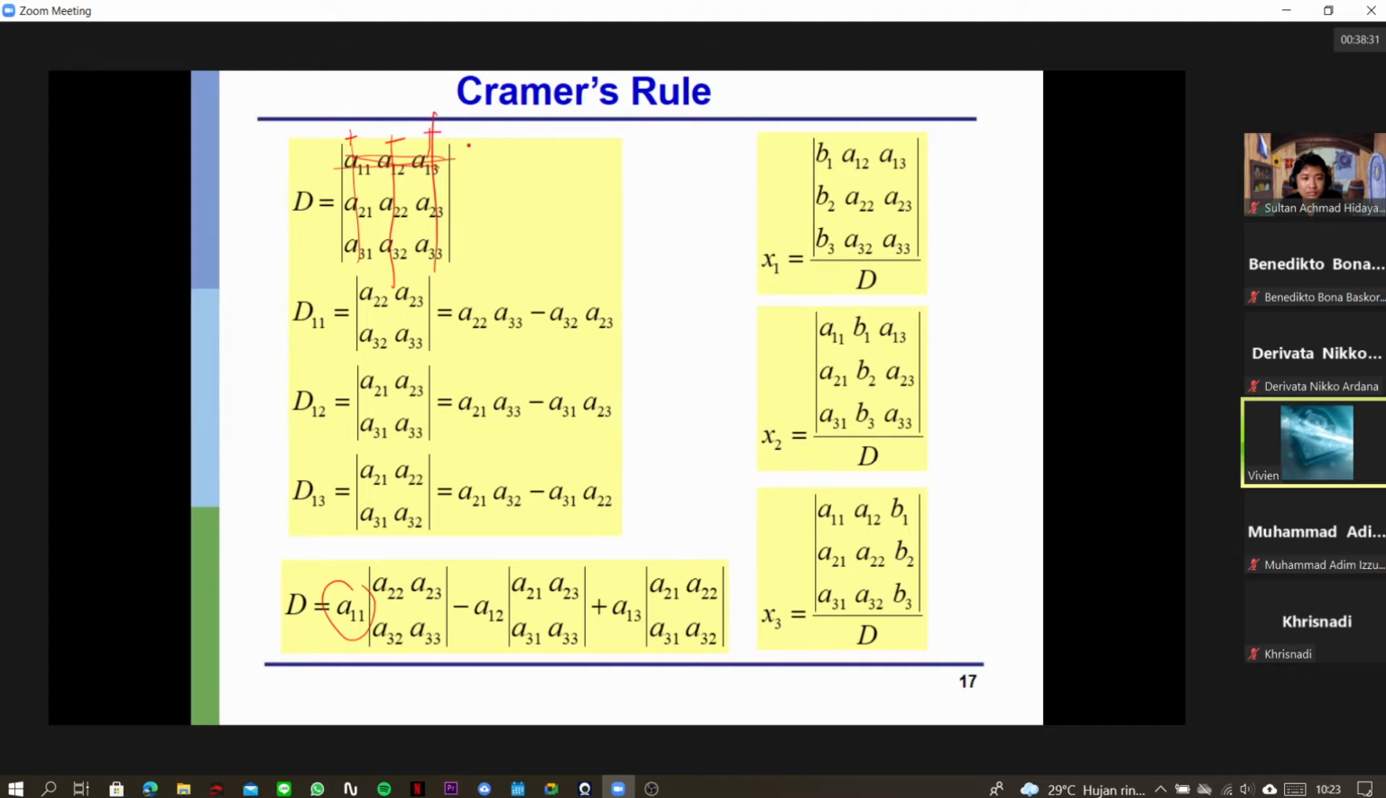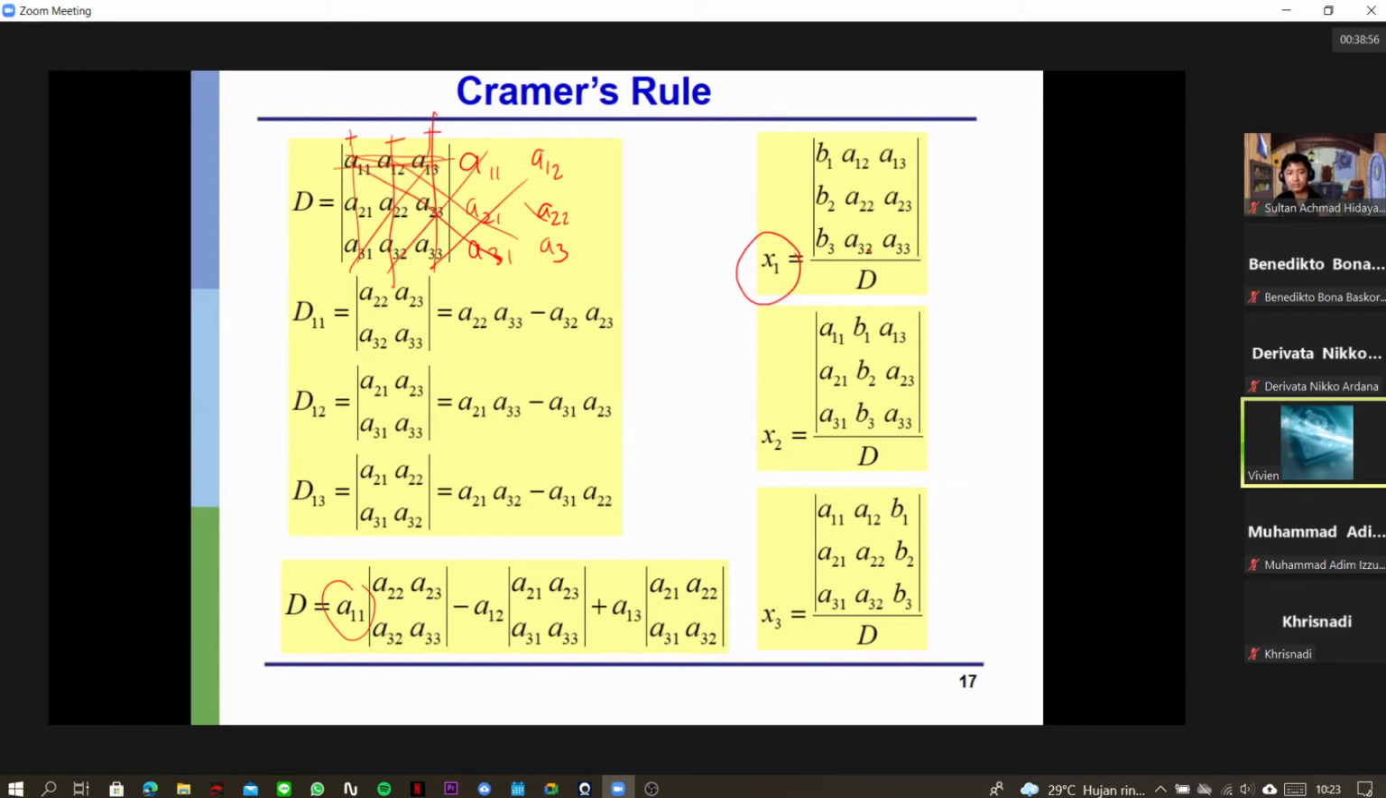Or sometimes we write it down like this. I think you still remember. So we do the calculation like that. Okay, this is basically how to find the determinant. Once we have the determinant, now we can find the value of x1 here.